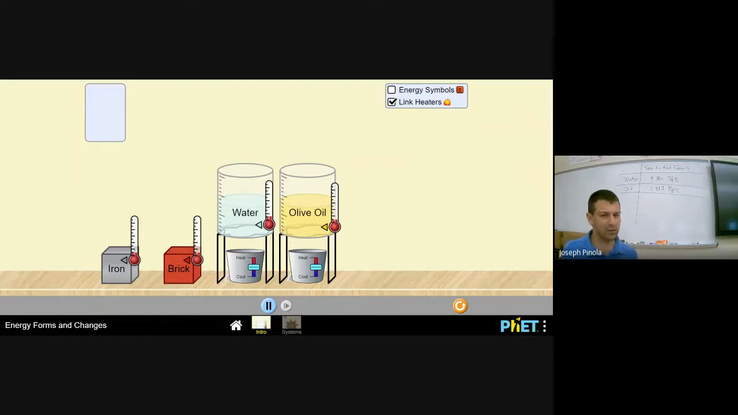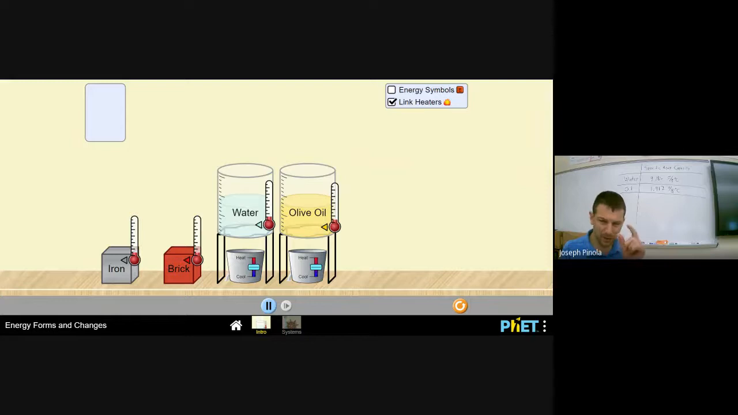Remember, heat always flows from high to low temperature, and that's what's going to be happening here. I'll turn on the heaters, and the heat will transfer from the heater to the substance, either to the water or to the olive oil. Do you remember which substance, water or olive oil, will change its temperature more dramatically?